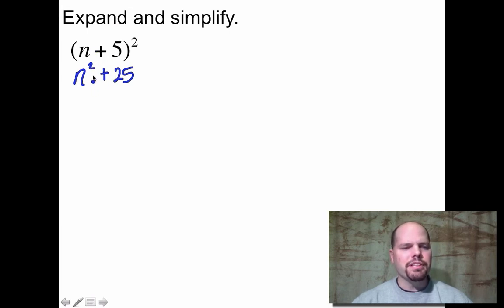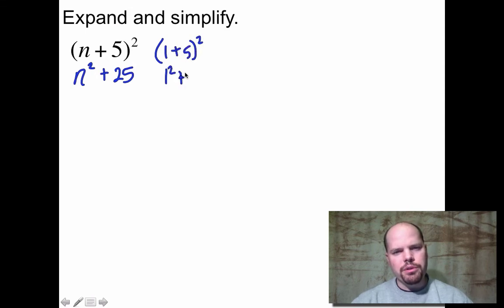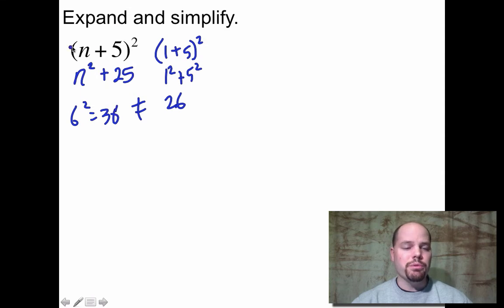Well, let's just find a counterexample. Let's just say n is 1. So if n is 1, the common mistake would say 1 squared plus 5 squared, that would just be 1 plus 25, which is 26. But we know 1 plus 5 is 6, and 6 squared is 36. Well, that shows right there when n is 1, 36 doesn't equal 26. So that doesn't work.